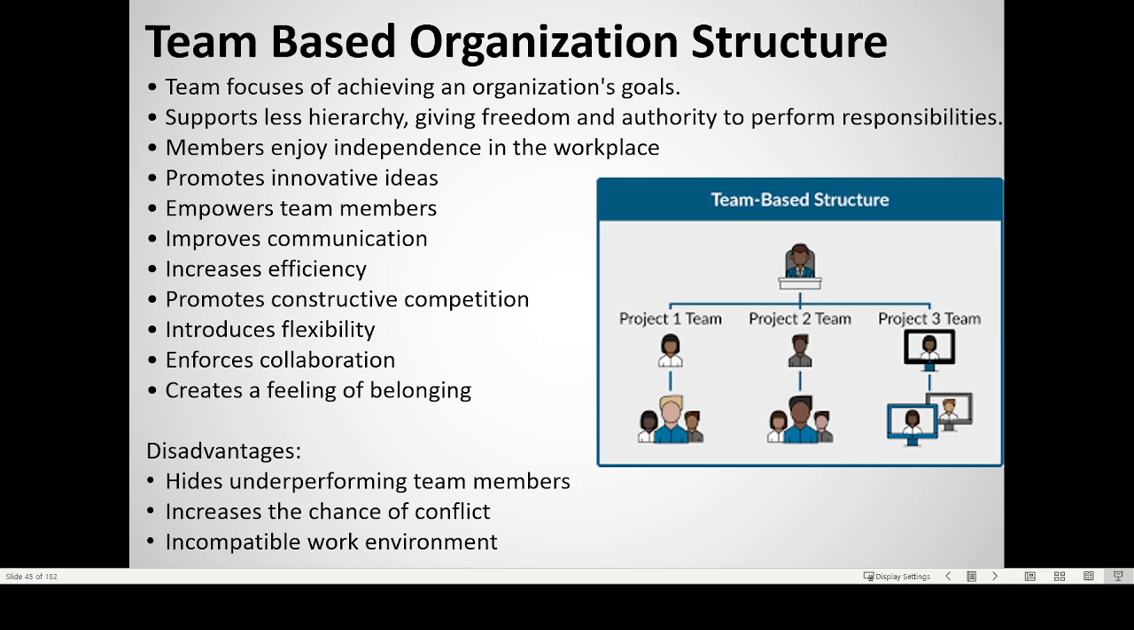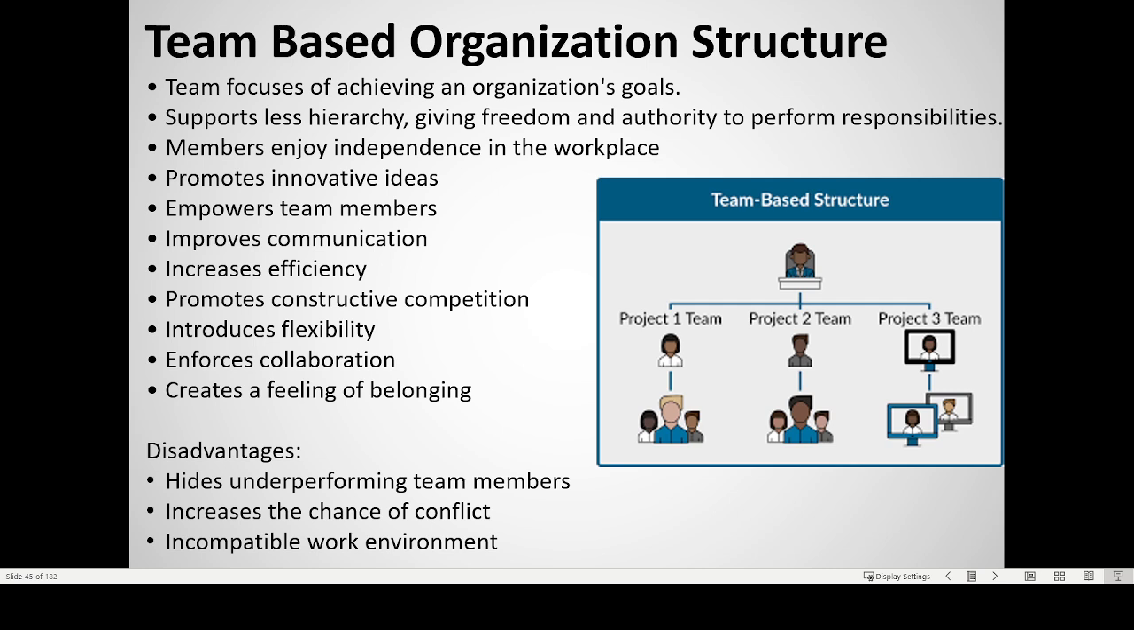Promotes innovative ideas. When someone is inside a team, he's feeling the teamwork, he starts innovating. Empowers team members. Team members are empowered and have freedom to be productive and innovative. Improves communication. Well, no need to explain this. You are in a team. Increases efficiency. You are in a team, you want to contribute, you want to self actualize yourself. Promotes constructive competition among teams and even inside the team. Each one wants to compete and prove himself.